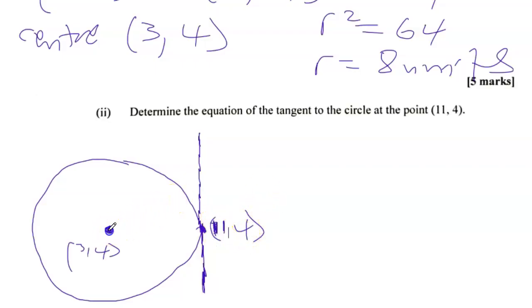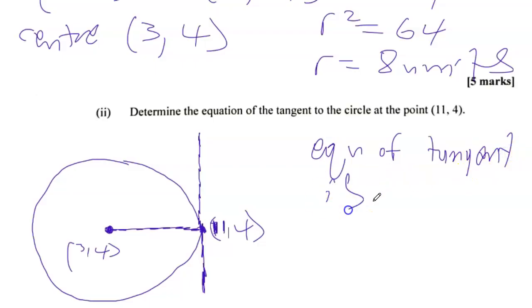So the radius will go from the center to that point, and the radius will be horizontal. It's a horizontal line since the center and the point where the tangent touches have the same y-coordinate. You should plot it on graph paper. So the tangent would actually be fully vertical. The tangent will just be the x-coordinate of the point, so the equation of the tangent, the vertical line, is x = 11. And that's that.